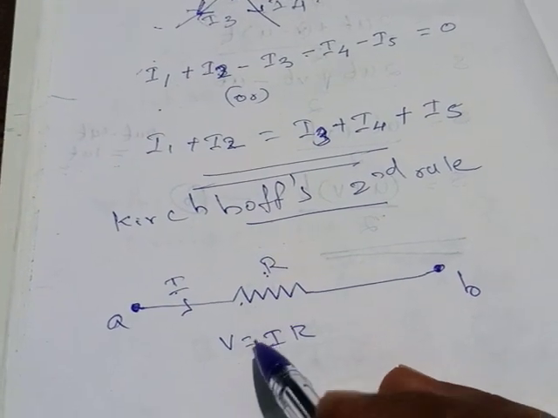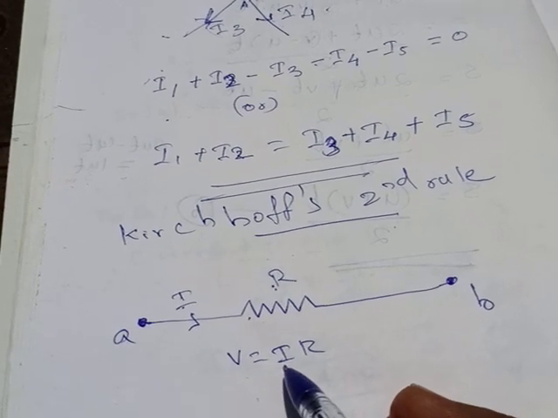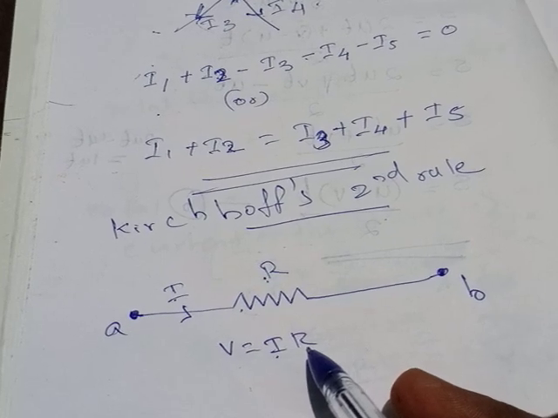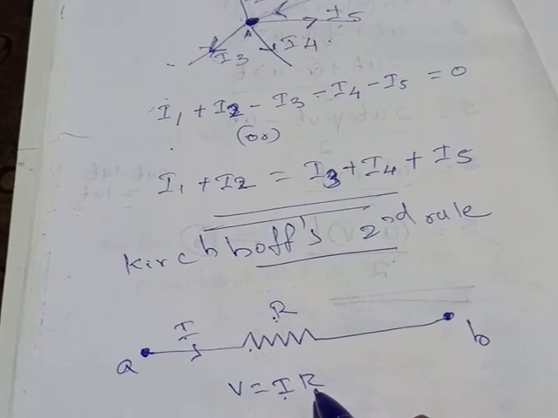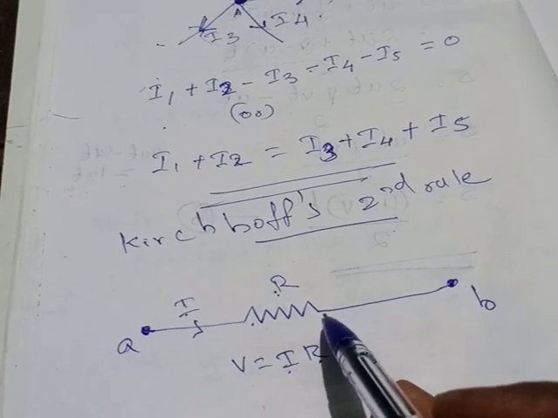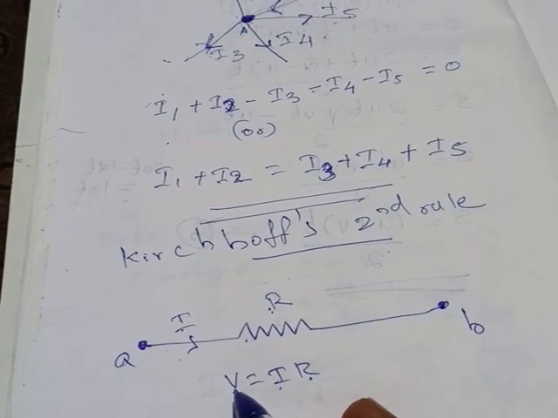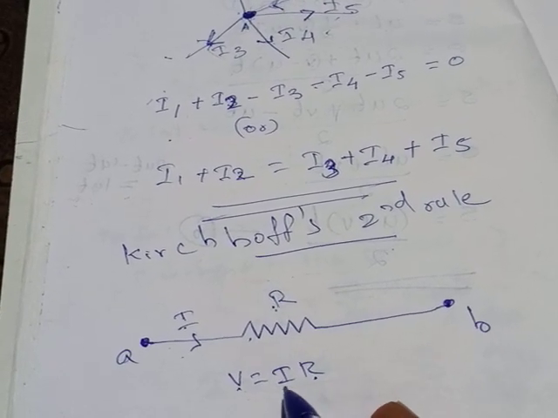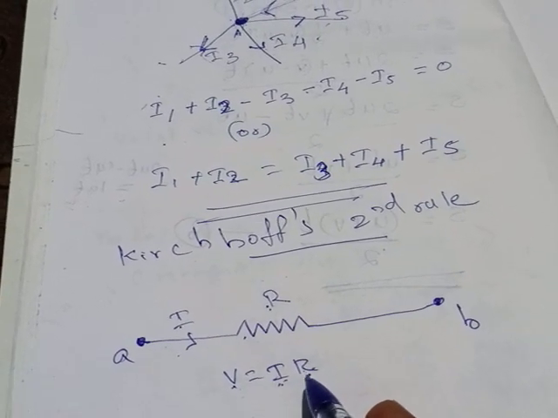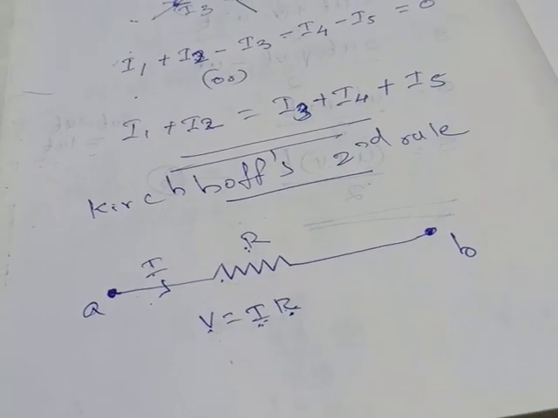It states that in a closed circuit, the algebraic sum of the product of the current and the resistance of each part of the circuit is equal to the total EMF included in the circuit. If you are taking a closed circuit, what will be the EMF in that circuit? The EMF or V will be the product of I and R multiplied. So the product of the current and resistance in the circuit, that is Kirchhoff's second rule.